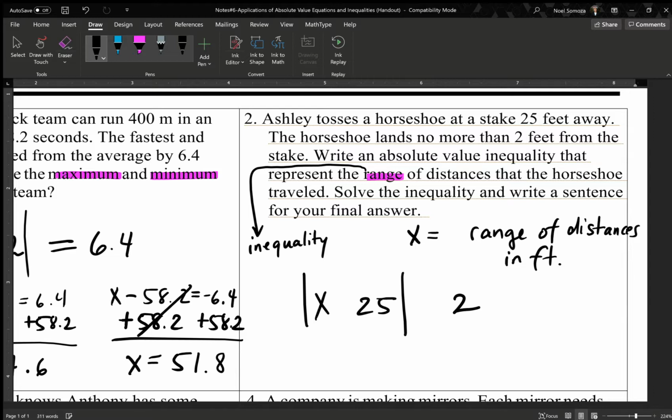Because if it was greater than, then you're telling me I could toss this thing like 40 feet and that would be okay. That's not right. So I want the distance away from the stake to be less than 2 feet. Can it be 2 feet? No. Why not? Because it lands no more than 2 feet from the stake. So no more than 2. So it could be exactly 2 feet away. Yeah. Right. So the no more than represents that it's okay if it lands at the 2 feet mark. 2 feet away or 2 feet before it.